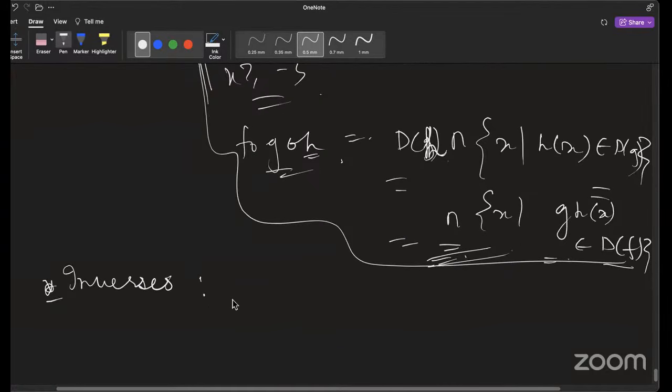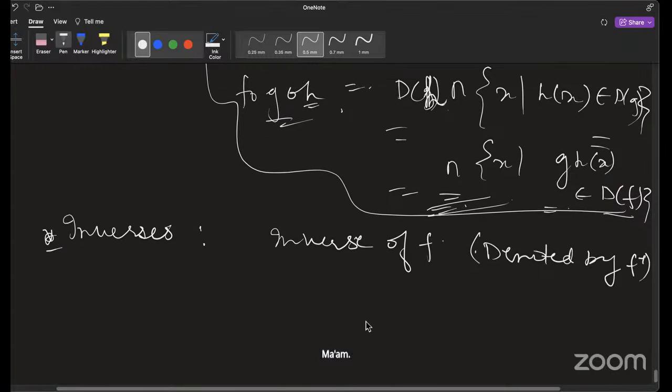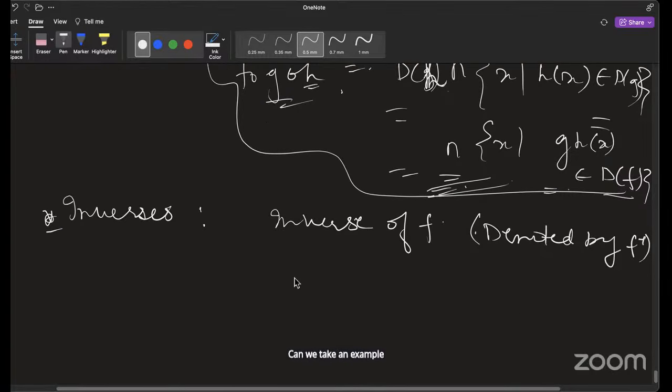So inverses, let's say you have to define the inverse of a function, denoted by f inverse. Can we take an example that we are talking about? e to the power under root x plus 2. The domain of this function is R or R minus 2?